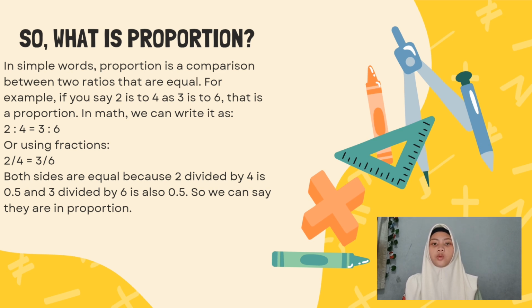In maths, we can write it as 2 compared with 4 is 3 compared with 6, or using fractions, 2 over 4 is 3 over 6. Both sides are equal because 2 divided by 4 is 0.5, and 3 divided by 6 is also 0.5. So we can say they are in proportion.